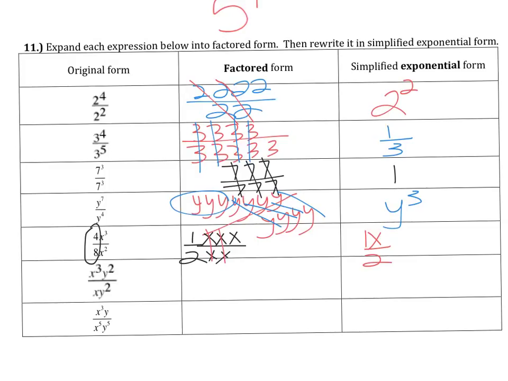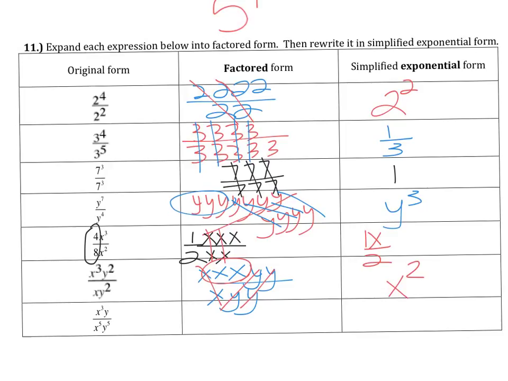In the next one, we have x cubed, so x times x times x, times y squared, which is y times y, divided by x times y times y. So again, we're simplifying what we can, and we have 2 x's that are left over that are in the numerator, so it's going to just be x squared.